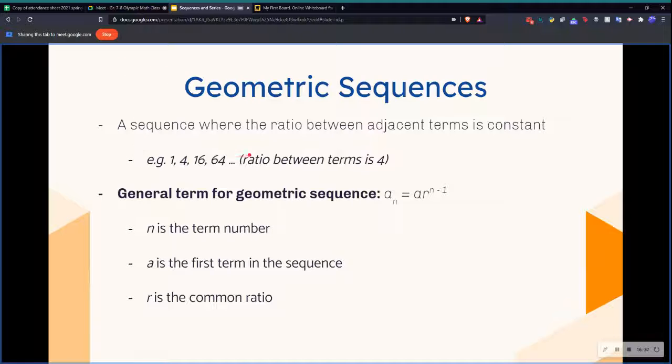So a geometric sequence is a sequence where the ratio between adjacent terms is constant. So we're no longer looking at the difference, we're looking at the ratio. So basically we're dividing a term by another term. That's what the ratio is, right?